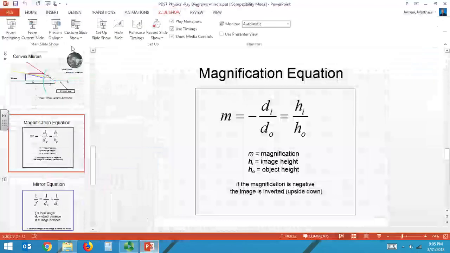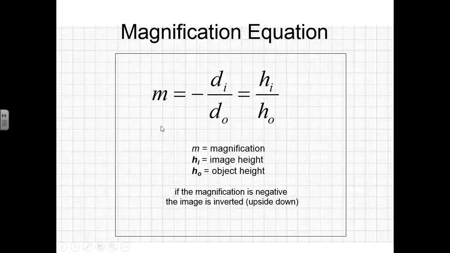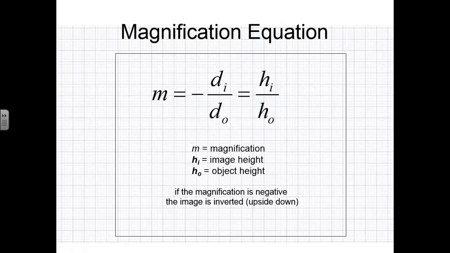So in this lesson we're going to look at two equations that I call the mirror equations. The first one is what's called the magnification equation. And magnification is really a measure of how much larger the image is than the object. It's a ratio of image height to object height.